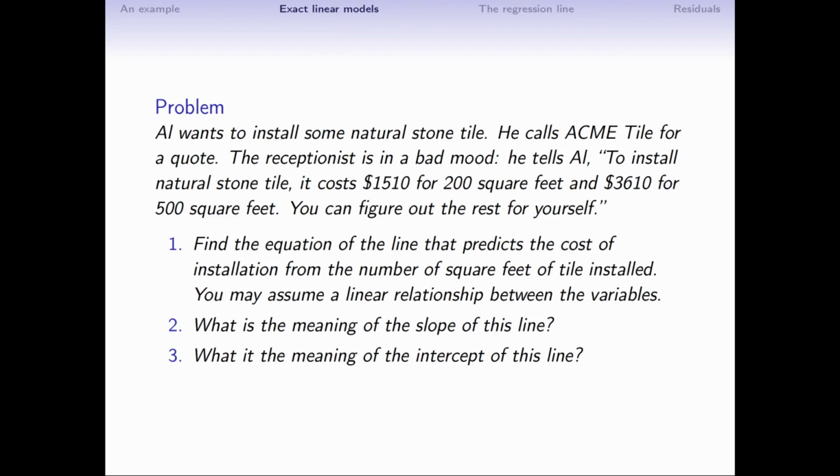Find the equation of the line that predicts the cost of installation from the number of square feet of tile installed. You may assume a linear relationship between the variables. So we'll assume that there is an exact linear relationship between the number of square feet of tile to be installed and the cost of the installation. We'll look at two follow-up questions. What is the meaning of the slope of this line? And what is the meaning of the intercept of this line? We're going to go over to the overhead camera and work out these problems. So join me over there to see the solution to this problem.